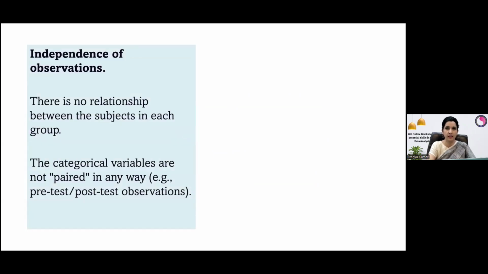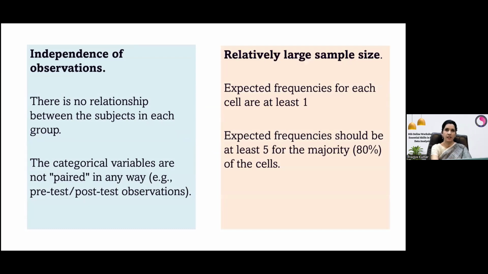So again, coming to the independence of observation, there's no relation. We assume that there is no relationship between the subjects in each group. And if there is a relationship, we call these observations paired. So the categorical variable should not be paired. And now, relatively large sample size: like I said, expected cell count in each cell should be at least 1, and expected frequency should be at least 5 in about 80% of the cells.